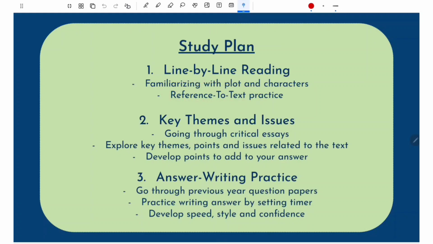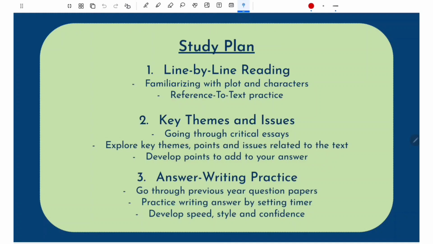Now moving on to the second tip, and that is exploring key themes and issues related to your text. Now it might look like a waste of time, but it's actually a very crucial part of studying for the exam. Here you just have to go through some critical essays on the internet that are related to your text. These critical essays will explore key themes, points and issues in the text. This will help you get a deeper understanding of the text. Most importantly, it gives you points to add to your answer and make it more interesting.